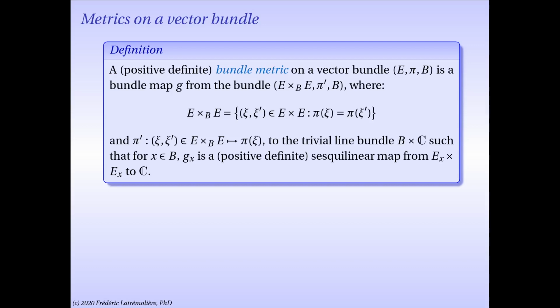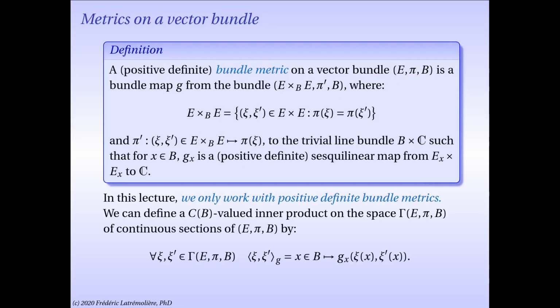In particular, the product bundle in this definition is defined as a subset of the Cartesian product of E with itself, consisting of ordered pairs whose coordinate images by the map pi are the same point in B. Also note that G is a bundle map but not a vector bundle map. While metrics on bundles can be defined with various signatures, for instance allowing Lorentzian metrics, we will focus on positive definite metrics in this work.